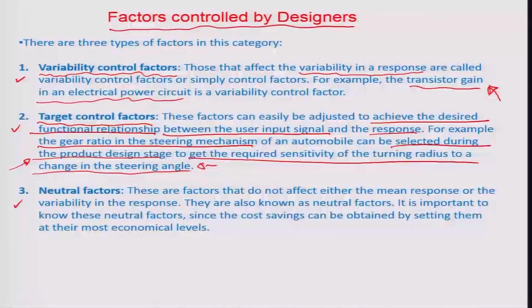There is also a third kind of factor, otherwise known as a neutral factor. These are factors which will not affect either the mean response or the variability in the response, but still exist. Why they are important is that it is useful to know they exist, so that modifications in those, where the response or the variability doesn't get affected, can easily be made, so that there is cost saving.